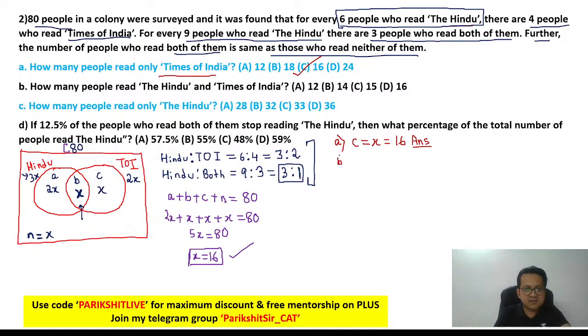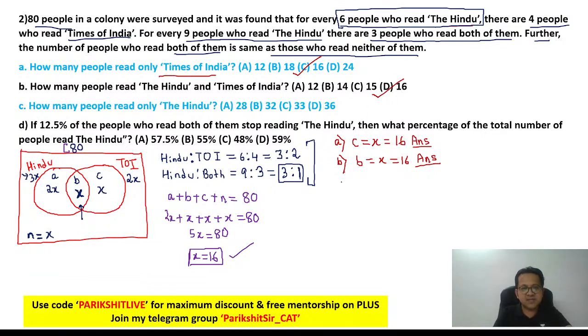Next. How many people read Hindu and Times of India? Hindu and Times of India is B. How much is B? B is X. And how much is X? X is again 16. So your second answer is also 16.